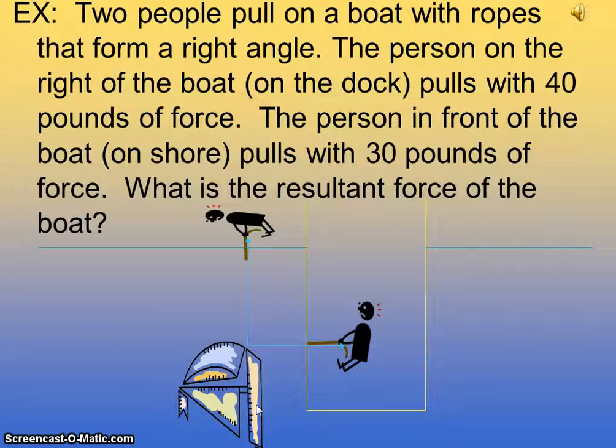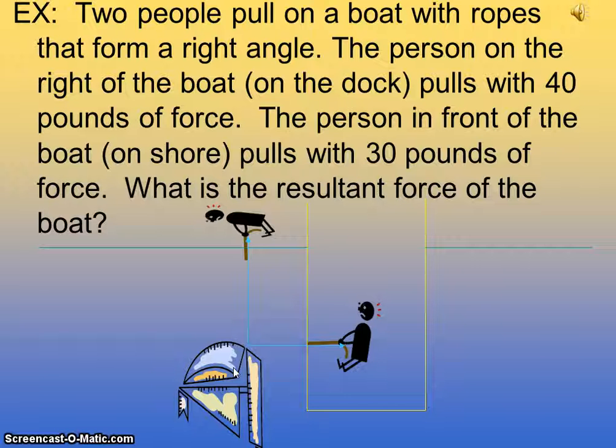So drawing is good. So here we have this boat, and we have two people, and they are pulling on ropes that are attached to the boat. Notice, at the same point. This is where that little dot would be. And it says in our problem, the person on the right of the boat or on the dock pulls with 40 pounds of force. So this vector here is 40 pounds. And it says the person in front of the boat or on shore pulls with 30 pounds. So this person's not pulling with as much force. What is the resultant force of the boat?